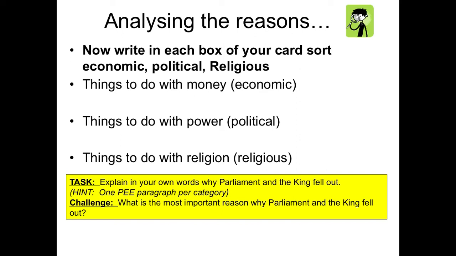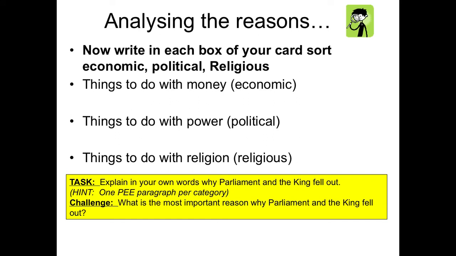Your task following that says explain in your own words why Parliament and the King fell out. One PE paragraph. So you don't want to write down every single thing. So instead, choose the most significant point that you think, oh yeah, that really made them fall out with each other. So you could use that to say Parliament and the King fell out because, state what it is your evidence is, and then explain why that would be such a problem between the two.